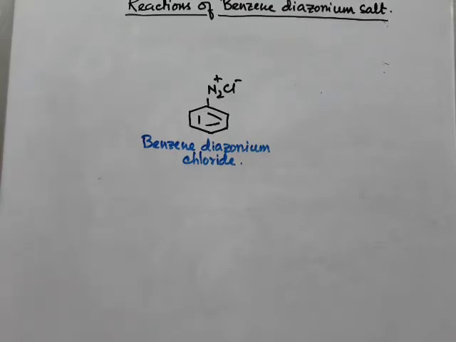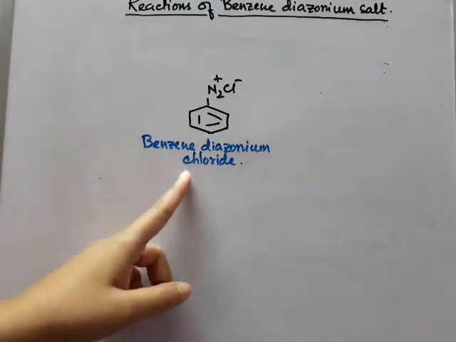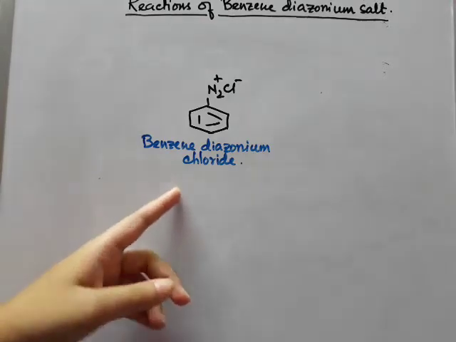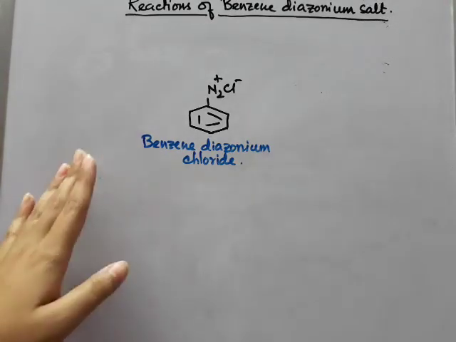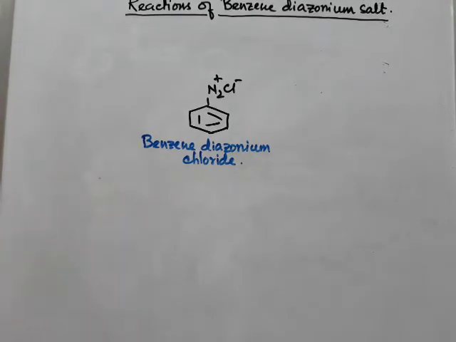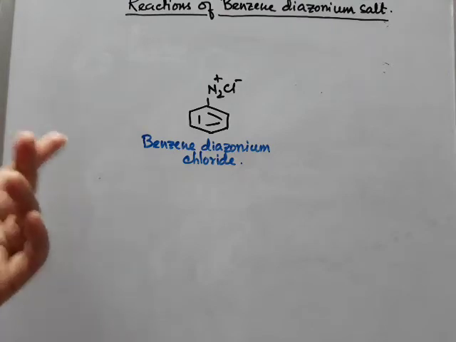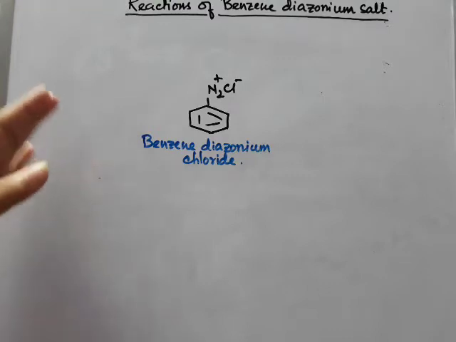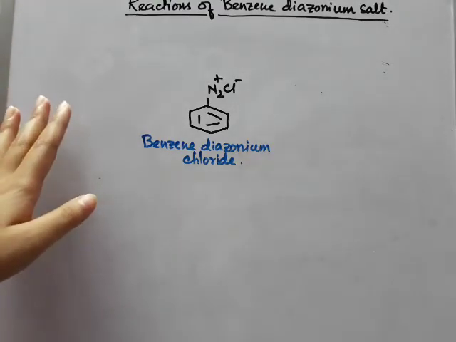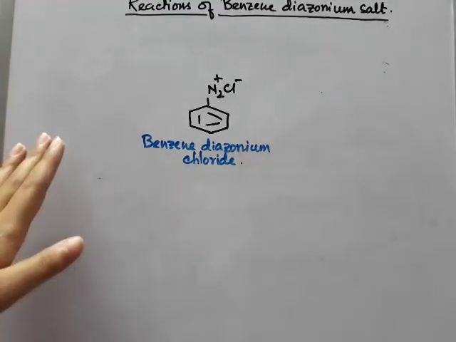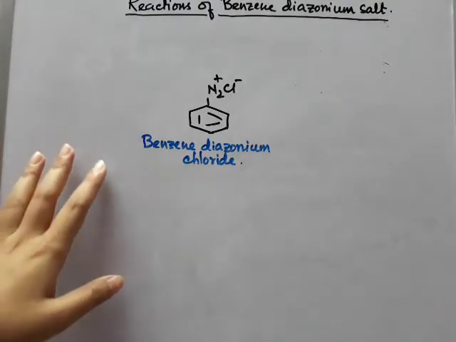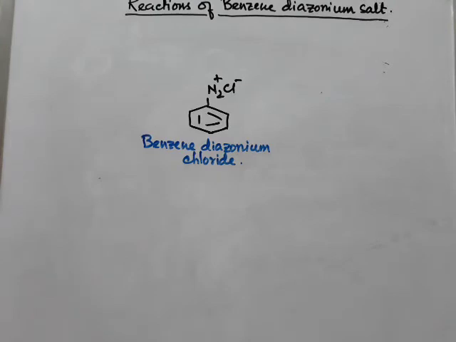So in my previous video we have already discussed the preparation of benzene diazonium chloride and the causes of stability of these aromatic diazonium salts over the aliphatic ones, right? So now the question is why these benzene diazonium salts are so important. That lies in the fact that they can undergo various types of reactions and form a variety of products. Okay, so now one by one we will discuss the reactions.